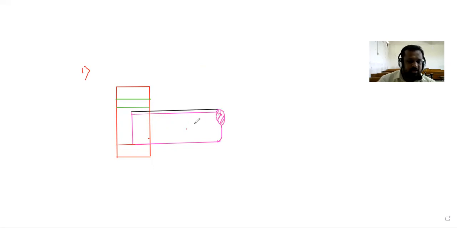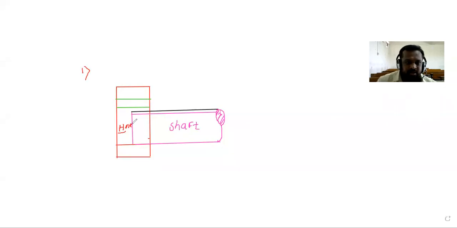Now see here, this is called the shaft. And what is this? Yes, it is called the hole. This hole, whatever red color is there, is called the hole. And this is the shaft.